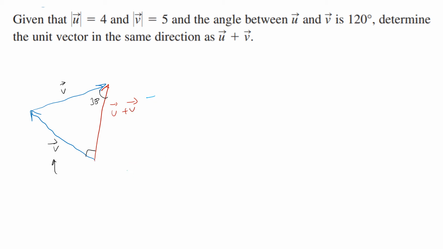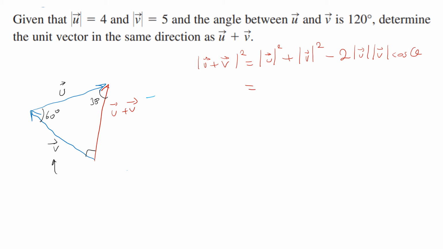So what I have left for the other degree is 60 degrees, and that's the degree I'm going to use to find. By the way, this is u, not to confuse you guys. So I'm going to use the cosine law like before. So this is my cosine law. What I'm going to do is plug in the values given to me.